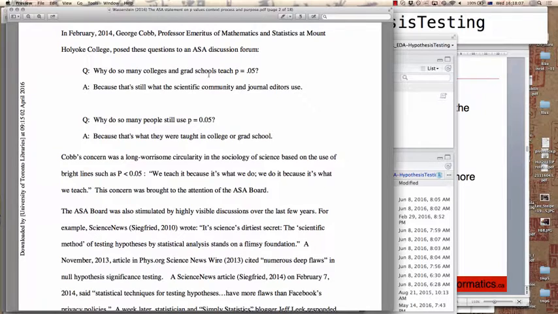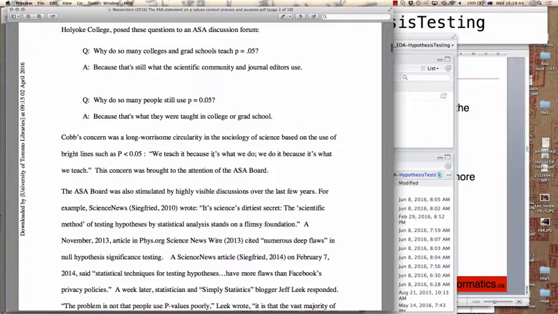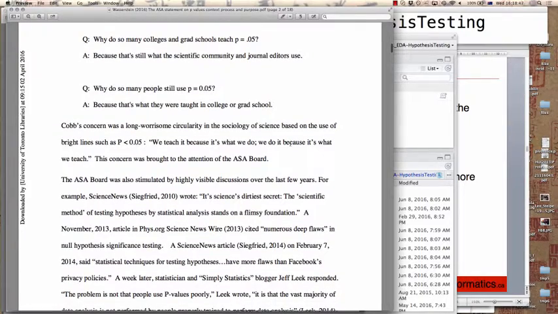Why do so many colleges and grad schools teach a p-value cutoff of 0.05? And that's because that's what the scientific community and the journal editors use, right? And why do so many people still use a p-value cutoff of 0.05? Well, because that's what you're being taught in college and grad school. So there's a certain kind of circularity in the sociology of science that doesn't just apply to p-values. It applies to other things like cluster LW. We teach it because it's what we do, and we do it because that's what we teach.